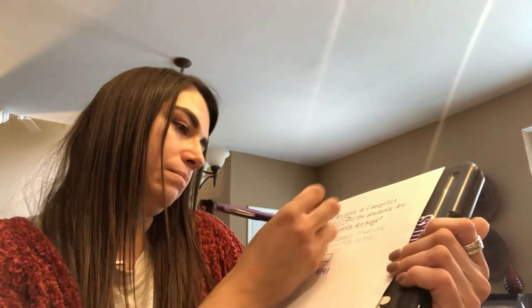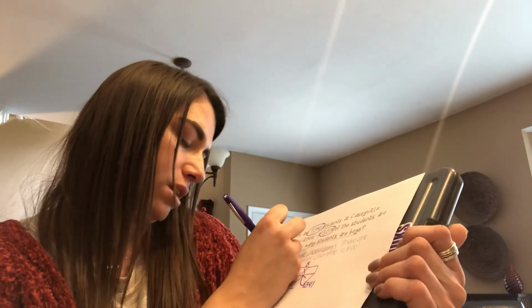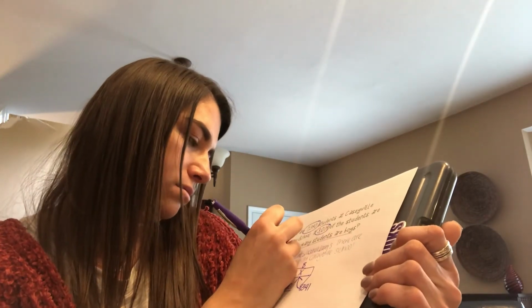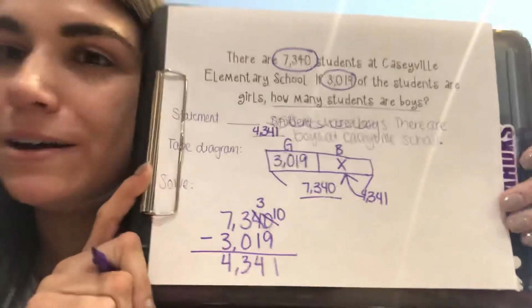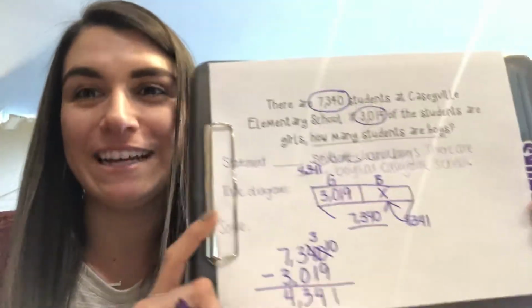So I'm gonna find my line that I drew. So there are blank boys. So there are 4,341. So now when I read my statement, I have, there are 4,341 boys at Caseyville School. And I am correct. All right, so if you got that one right, virtual high five.